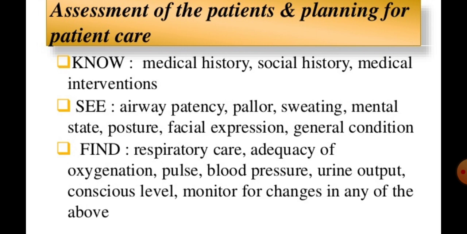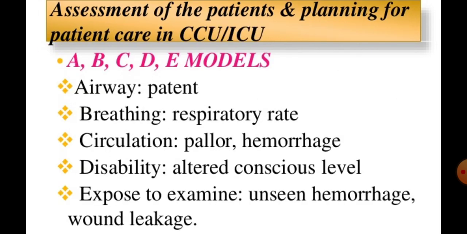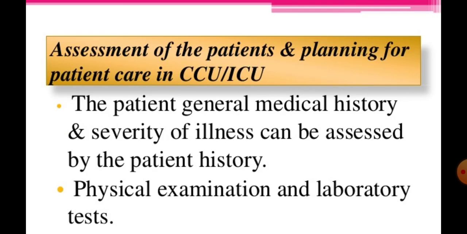We should also find the respiratory rate, adequacy of oxygenation, pulse, blood pressure, urine output, conscious level of the patient, and monitor for changes in any of the above. Then we will go for the ABCDE model, that is airway, whether it is patent, breathing for respiratory rate, circulation by checking pallor, hemorrhage, then disability, the patient's conscious level, then exposure to examine for unseen hemorrhage, wound leakage. The patient's general medical history and severity of illness can be assessed by the patient history. Physical examination and lab tests also have to be done.